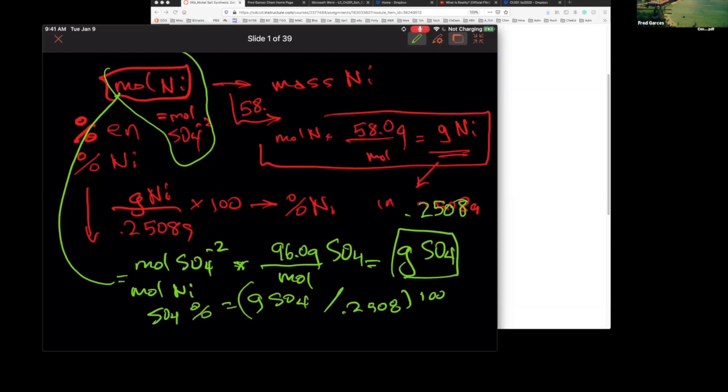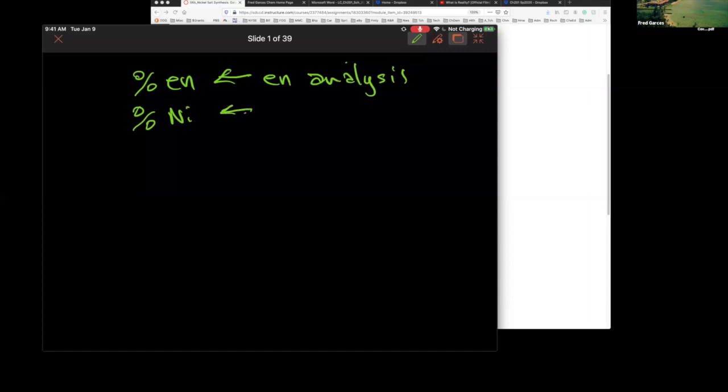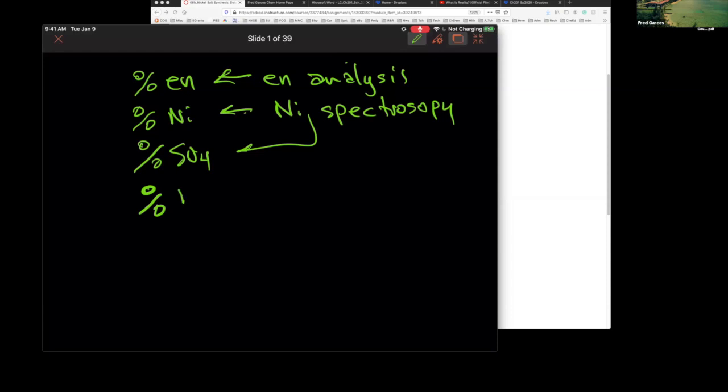Let me clear this up one more time. So from this point on, you have percent ethylene diamine. That was from the ethylene diamine analysis. You have your percent of the nickel. This is from your nickel spectroscopy analysis. Percent of your sulfate, which is also from your nickel analysis. And then you also have water, which you don't have, but the percent of water, oops, sorry.